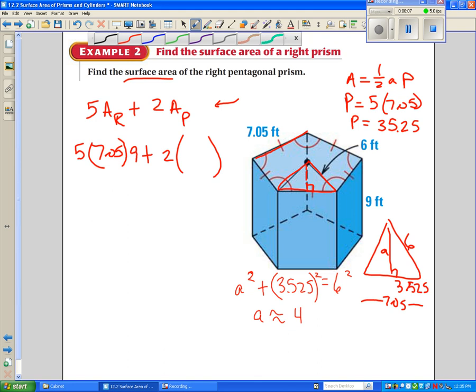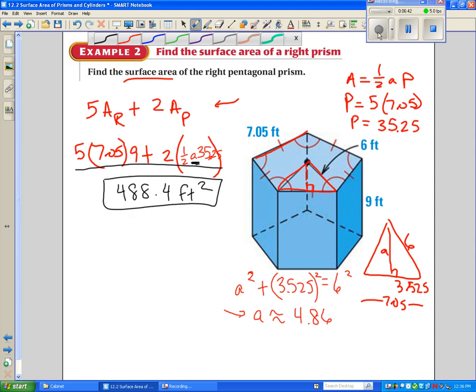I get A is approximately 4.86, but I'm going to leave this stored in my calculator. In fact, I'm going to press store alpha A so that I can recall this up here. So I've got this stored in my calculator, and then I'm going to write 1/2 A times the perimeter, which I have the value of 35.25. Now that I've got this all here, and I have stored my A, I can just type this in one swift move, which I'll do right now. I got the total area to be 488.4. And this is feet squared, surface area of our pentagonal prism.